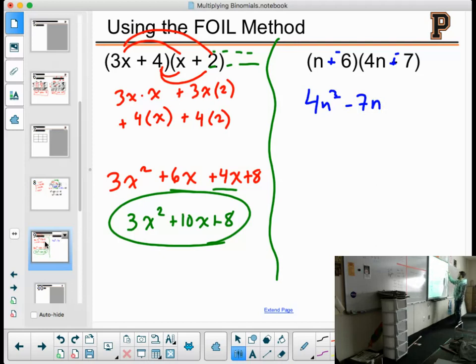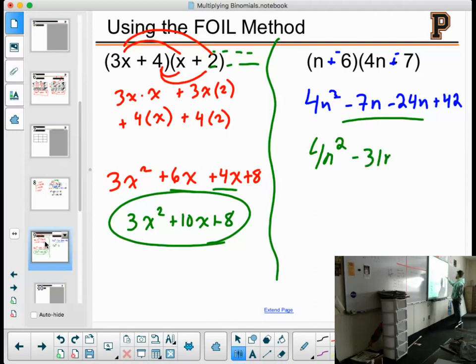Negative 6 times 4n, that's minus 24n. Negative 6 times negative 7 is going to be a positive 42. Combine the middle two terms, and you're done. 4n to the second power. Negative 7 minus 24 is minus 31n, and then plus 42.